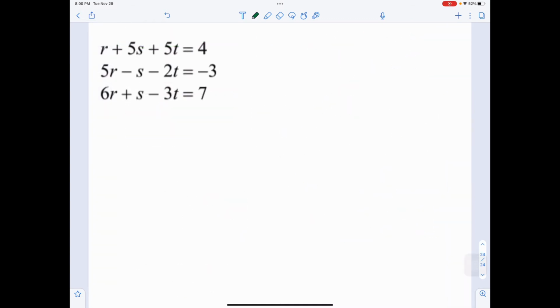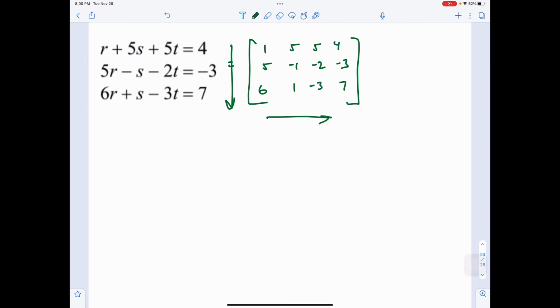Okay, here's another example to show why row reduced echelon form is really quick for us. I'm going to change this into our matrix form, which is 1, 5, 5, 4, 5, -1, -2, -3, and 6, 1, -3, and 7. Now, there are no zeros in this version. They're just a whole chaotic mess. So we could rearrange this up to down or left to right. We can change the columns or the rows, but it looks like we can just work it as we want. We want our zeros to be nice and lined up. So we'll take the first one being 1.